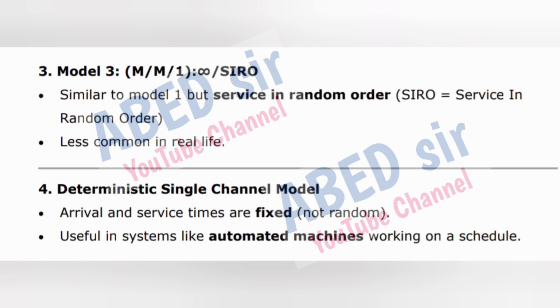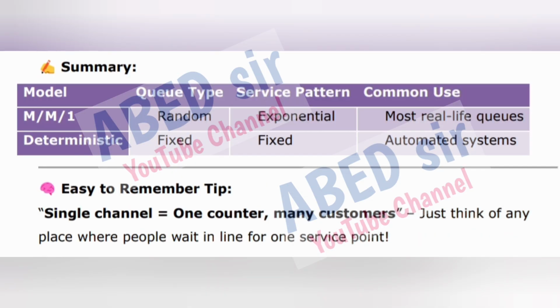4. Deterministic single-channel model. Arrival and service times are fixed, not random. Useful in systems like automated machines working on a schedule. Summary. Model, queue type, service pattern, common use. M/M/1 random exponential, most real-life queues. Deterministic fixed, automated systems. Easy to remember tip. Single channel is equal to one counter, many customers. Just think of any place where people wait in line for one service point.